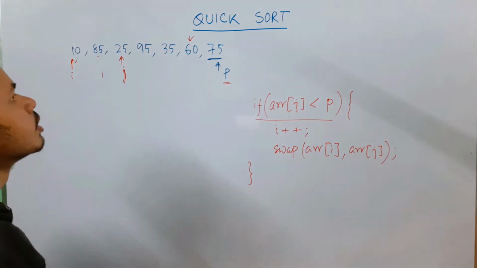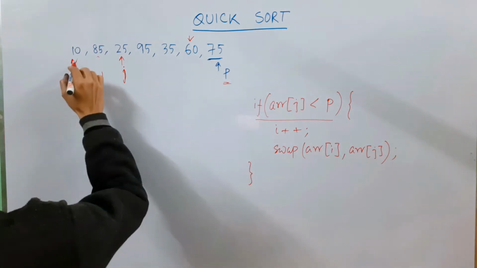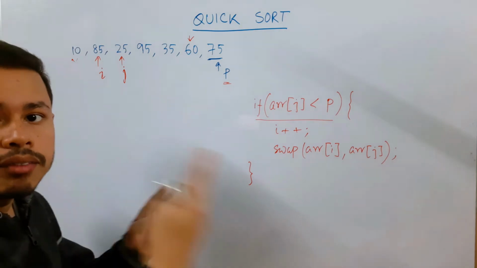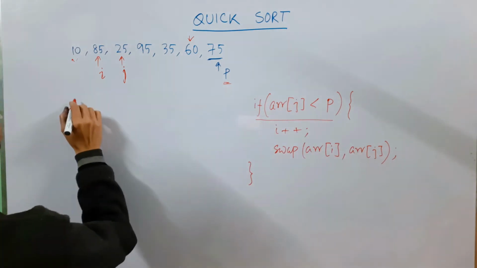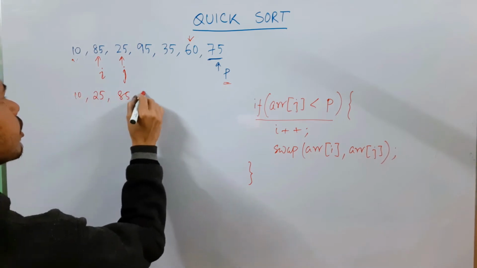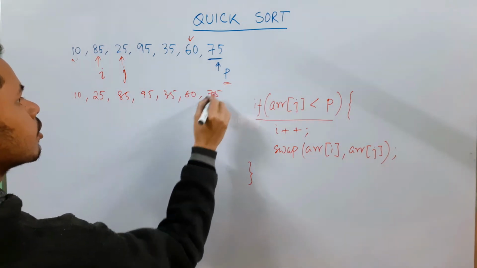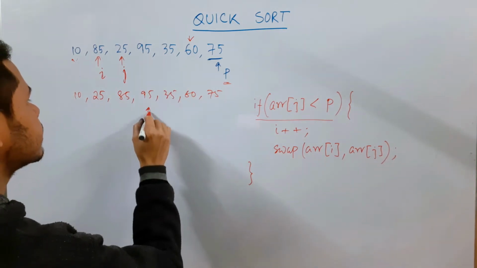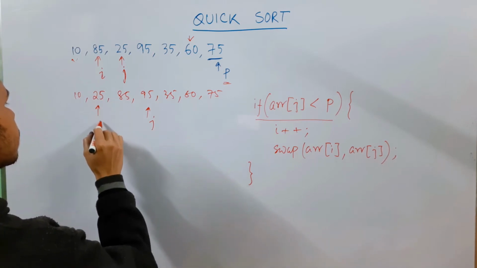Now 25 is certainly less than 75, so we'll increment i. So i will be pointing here, and we'll be swapping array of i and array of j. In this case, that will be 10, that will be 25, it will be 85. Now the remaining will be the same. Now we increment j further. So j is here and i is at this position.